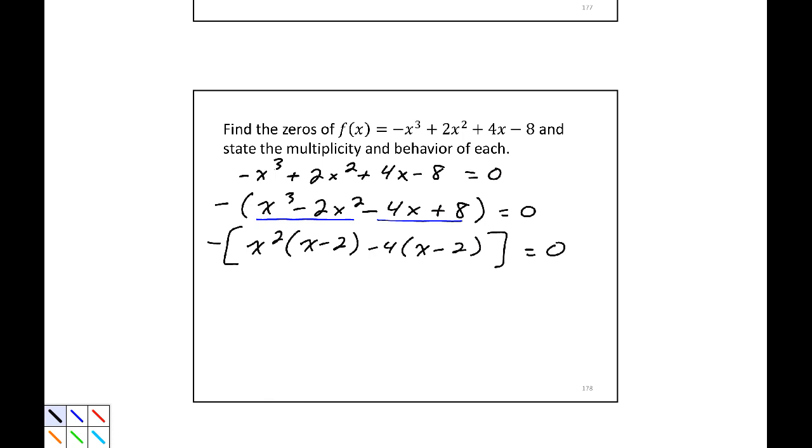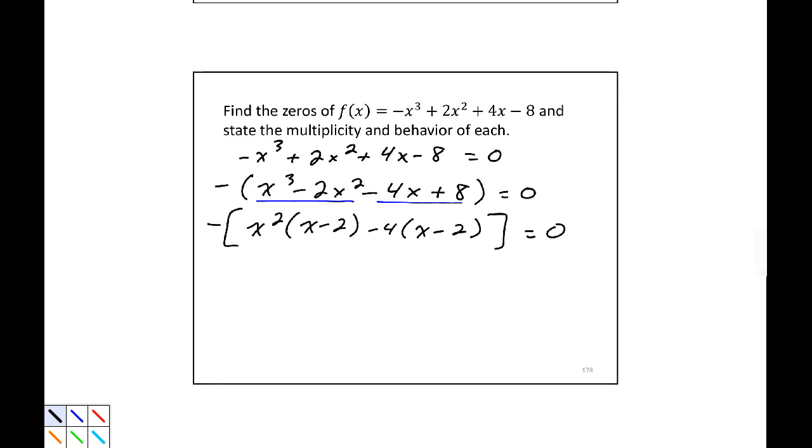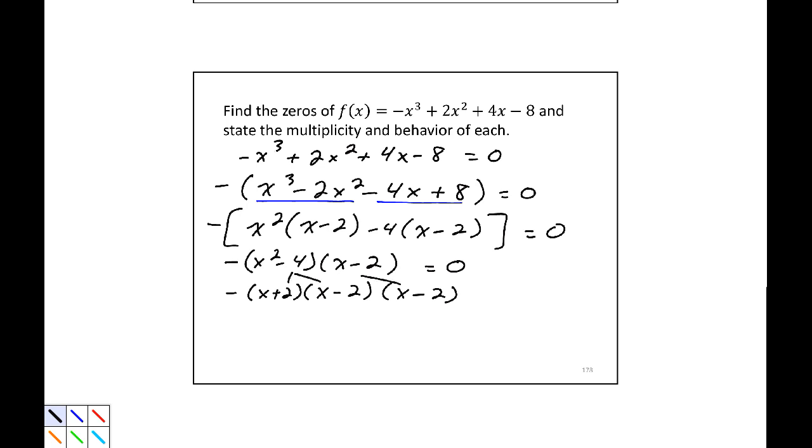Leave it factored out. Now, factoring by grouping, this would be x squared minus 4 times x minus 2. Bring down our minus sign, equals 0. And then x squared minus 4 factors as x plus 2, x minus 2. Then we have that other x minus 2. That equals 0.